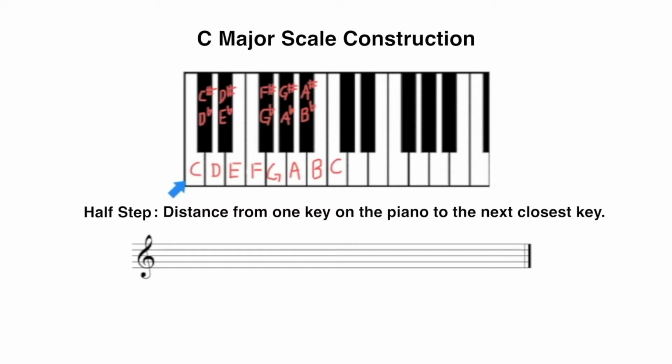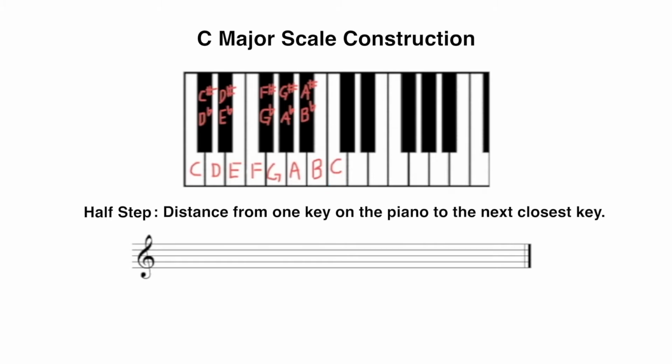If I start here on C, the closest key is this black key up above, and we could call that either C sharp or D flat. If I start, for example, on this black key, F sharp or G flat, the note a half step up would be G. If I start here on B, the closest key moving up would be C, since there is no black key in between. Therefore, B to C is another half step.